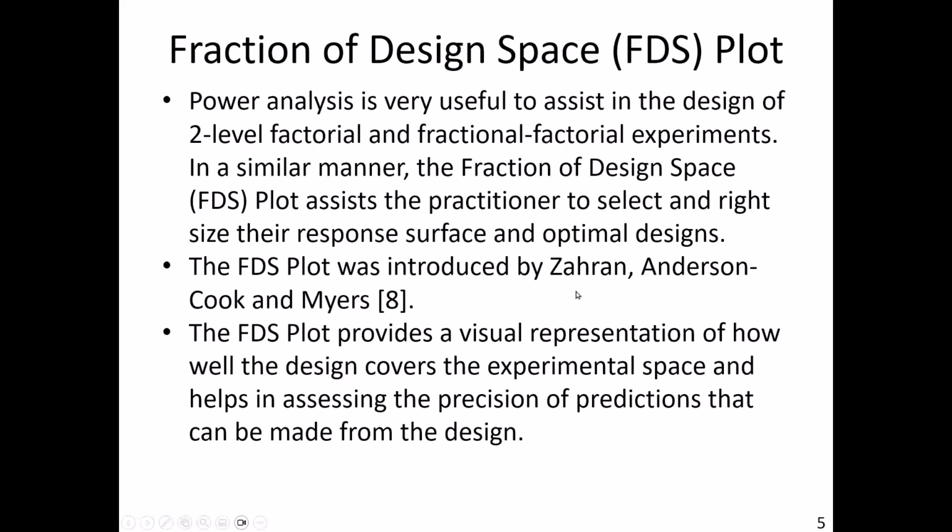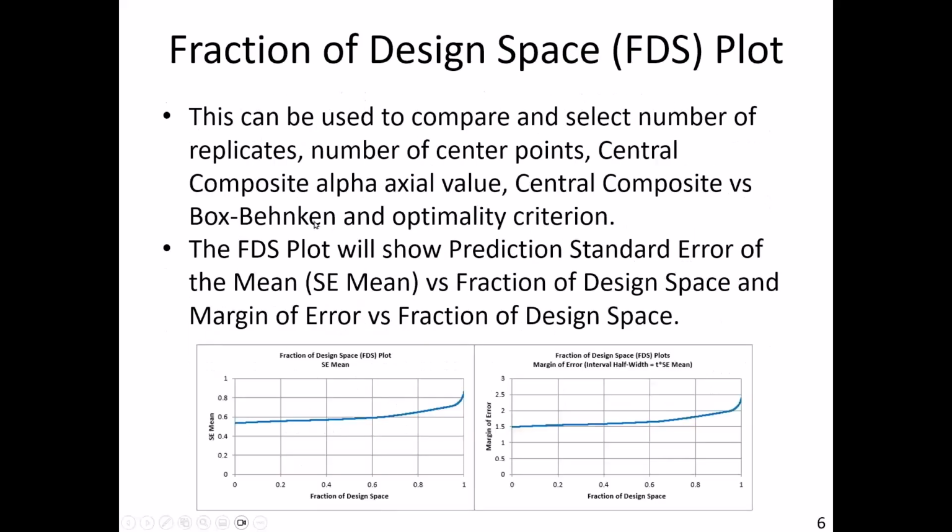This plot was introduced by Zahran, Anderson-Cook, and Myers, and it provides a visual representation of how well the design covers the experimental space and helps in assessing the precision of predictions that can be made from the design. You can use this in very practical ways, as I mentioned, for power, number of replicates, but you can experiment with replicates, you can experiment with number of center points, alpha axial value for central composite, whether you're going to use a central composite or a Box-Behnken, and the various optimality criteria.